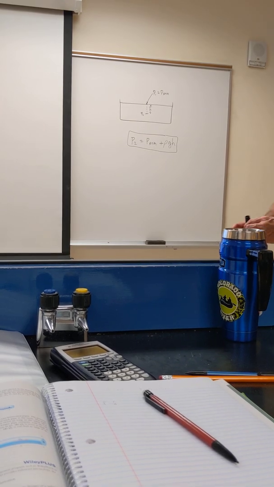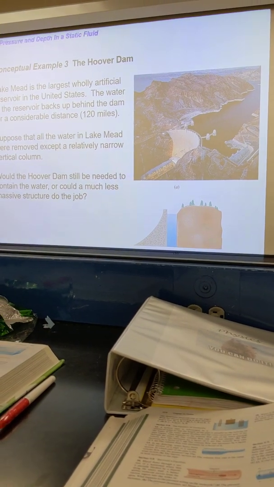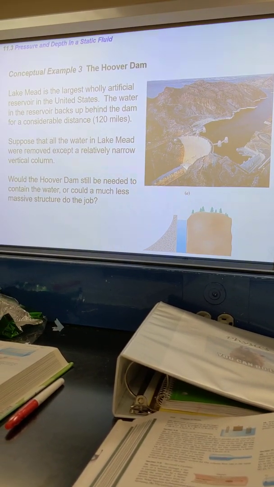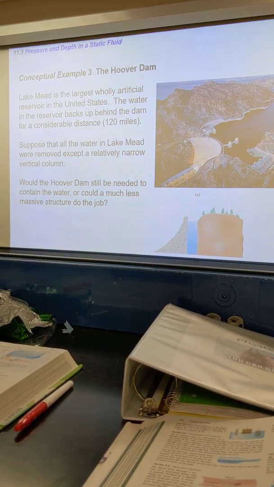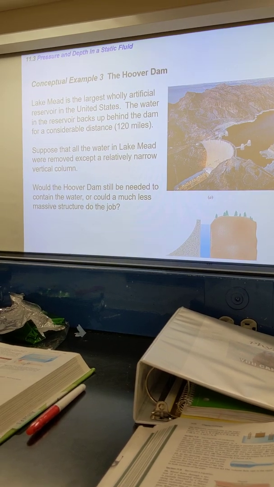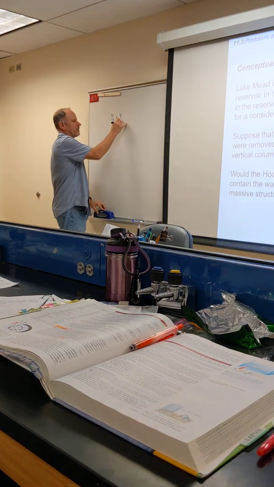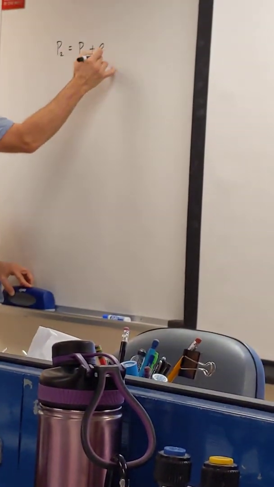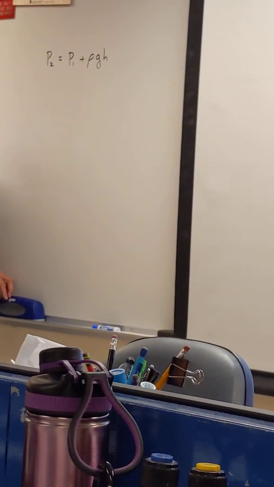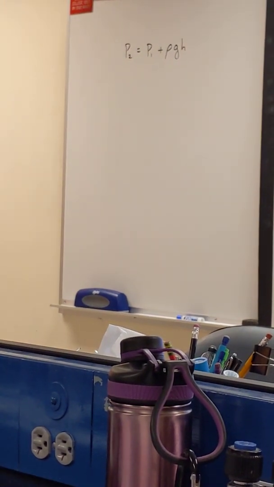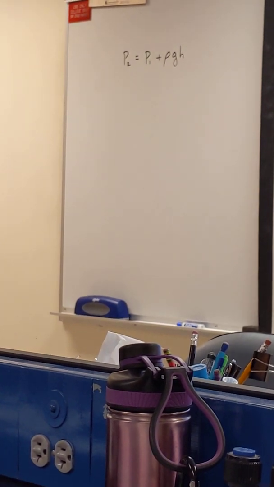So here's the part that's going to really blow your mind. I really want you to listen to what I'm about to say and take it to heart. The pressure lower down in the liquid is the pressure higher up plus the density times 9.8 meters per second squared times the height of the liquid above you. It does not matter the shape of the water.